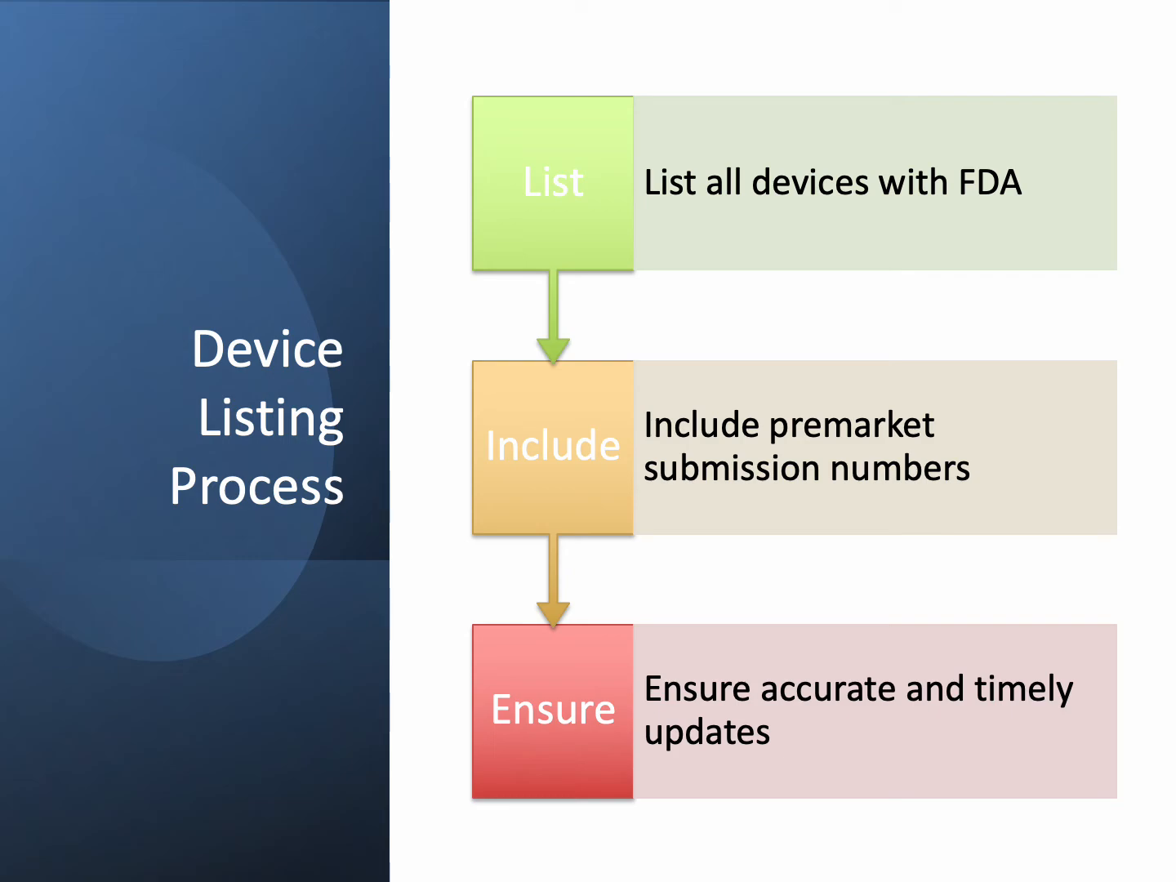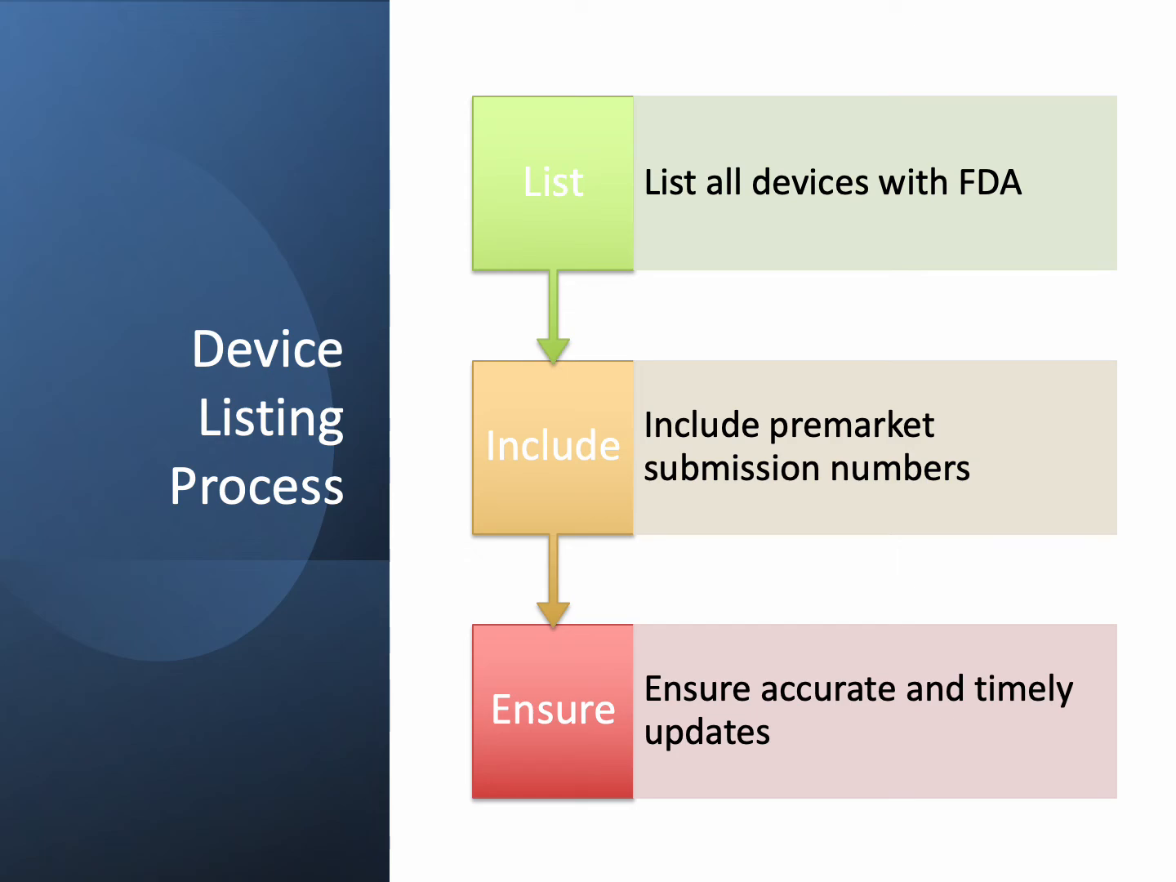Following establishment registration, let's discuss the device listing process in U.S. medical device regulation. Establishments required to register must list all devices they manufacture, repackage, or import, detailing activities performed. If a device requires a pre-market submission, e.g., 510(k), the listing must include the submission number. For example, a company listing a new infusion pump includes its 510(k) number. Accurate and timely updates ensure FDA traceability and compliance.